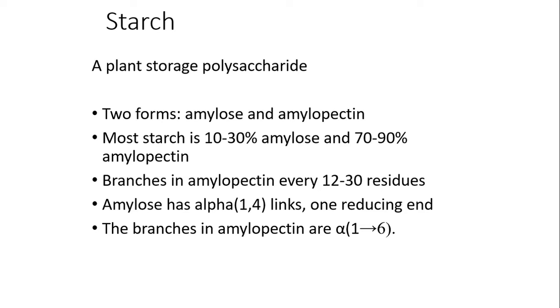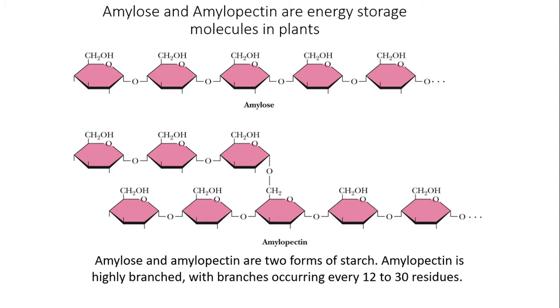Amylose has alpha 1,4 links and one reducing end. There is no branching. The branches in amylopectin are alpha 1,6, and we'll take a look at that structure. So again, these polysaccharides in the form of starch have several uses: energy storage, they could be structural components, or even protective molecules. So again, amylose and amylopectin are energy storage molecules in plants, and here are their structures.